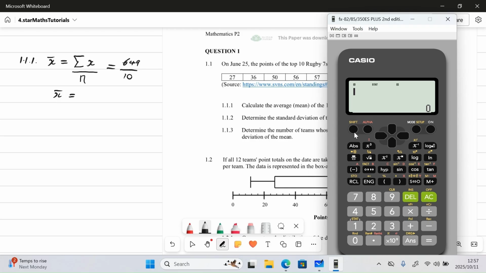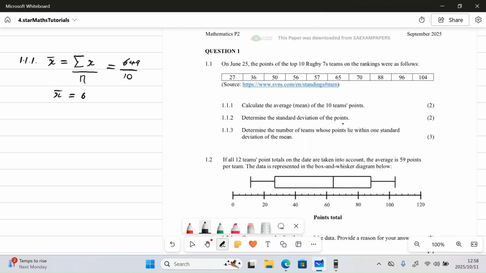You can also do it using our calculator. You press AC, shift, option number 1. When we are looking for the mean, we go for option number 4, then option number 2, that is our mean. Then we get 64.9.